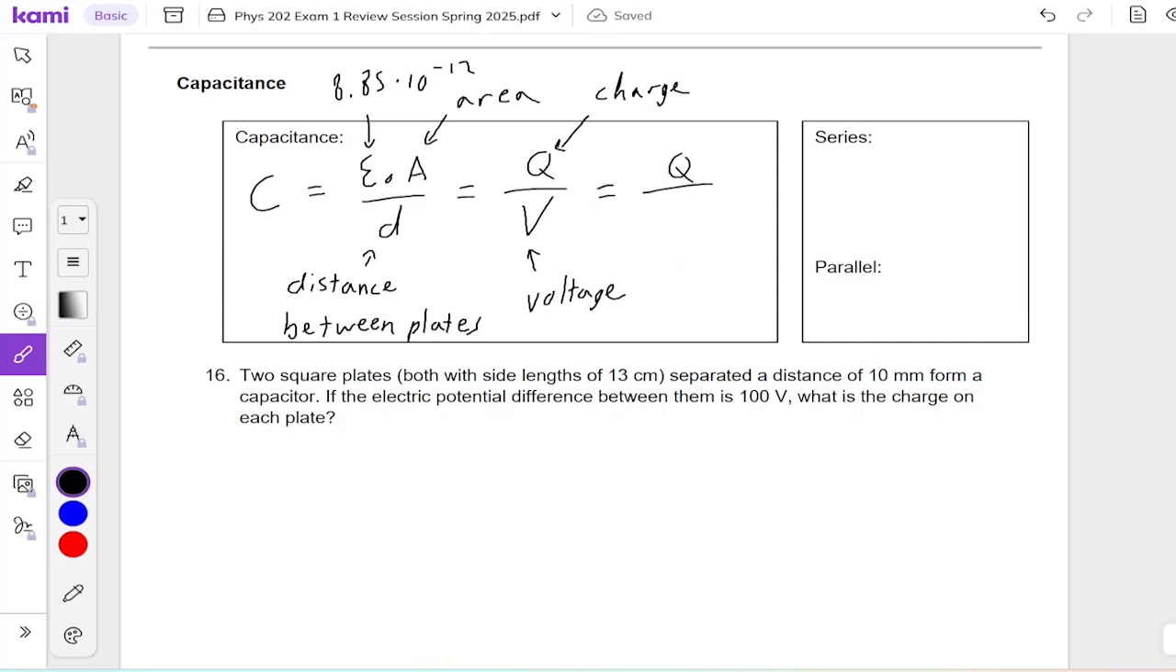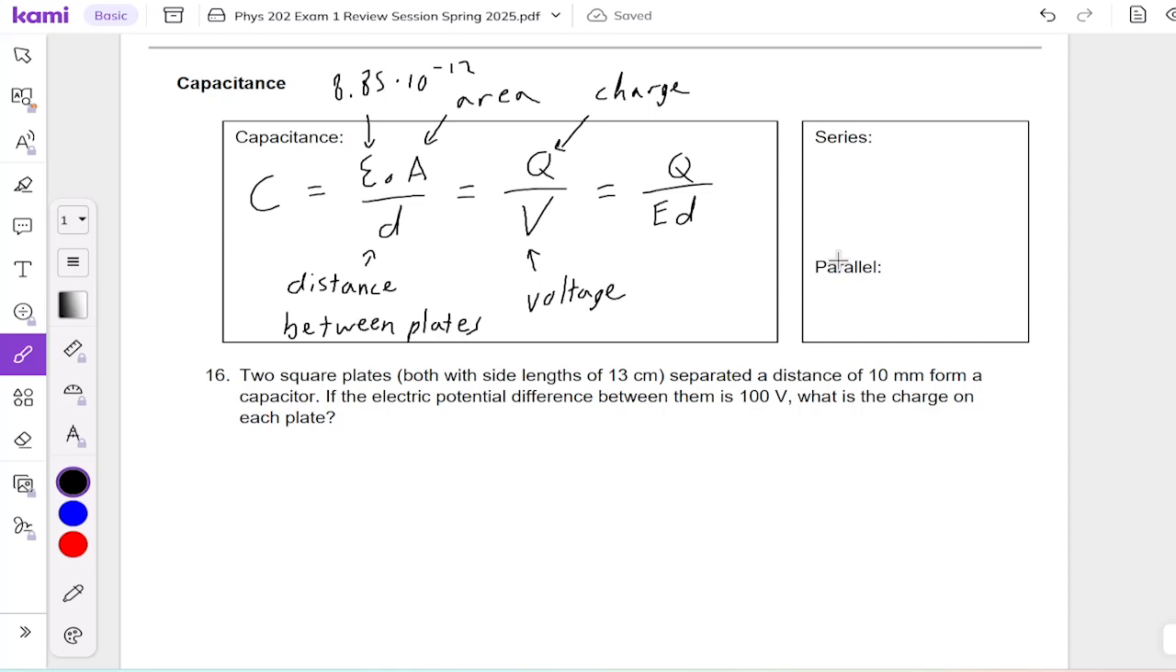C equals Q over E D. I don't think they'll give you that last one on the equation sheet. They will give you delta V equals E times D, but it's your job to actually plug it in the capacitance equation. Sometimes they ask for electric field, and we need to know that.